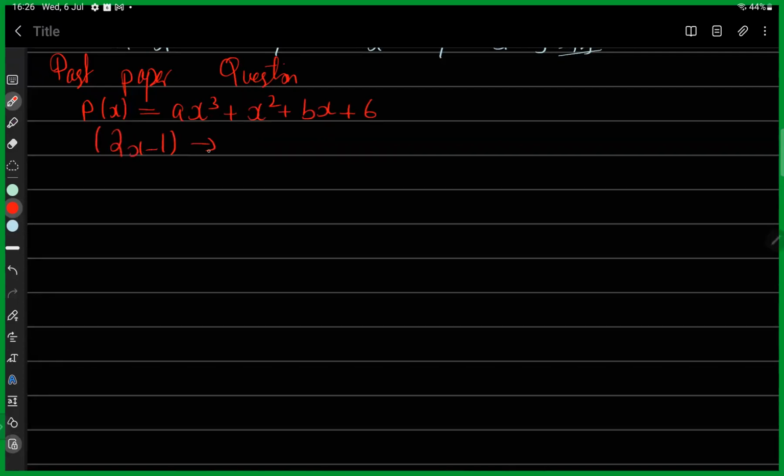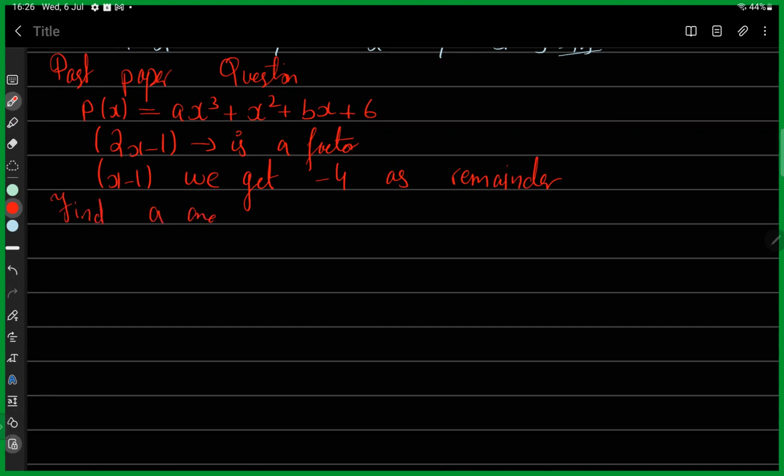It is given that 2x minus 1 is a factor, and when we divide it by x minus 1, we get minus 4 as the remainder. So what is the question? The question says, find a and b. All right, this is our polynomial for this question.